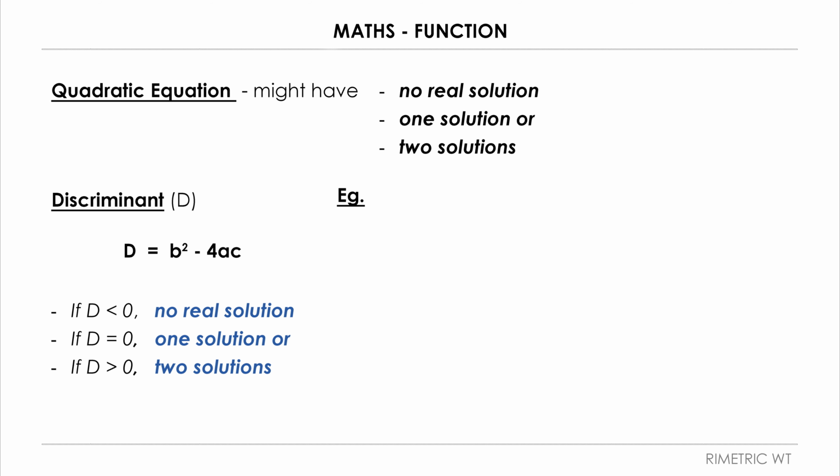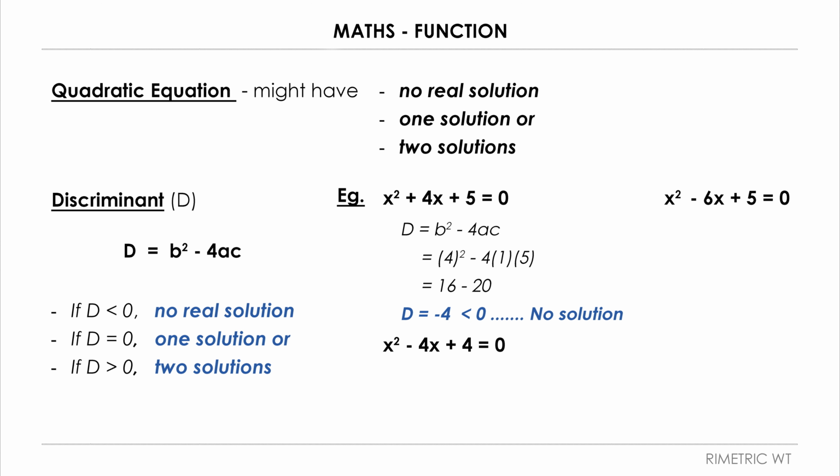Let's see this with examples. Here we have three equations. The first one is x squared plus 4x plus 5 equals 0. When we solve for the discriminant, we'll find negative 4, which is less than 0. Therefore, the equation has no real solution.